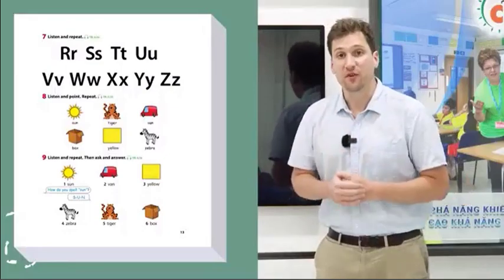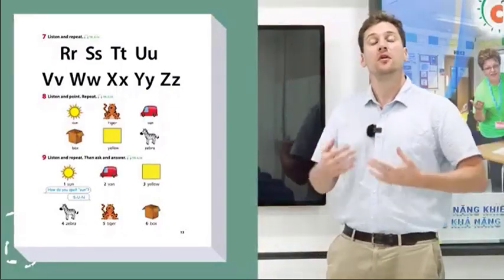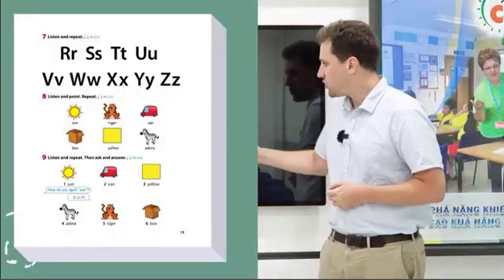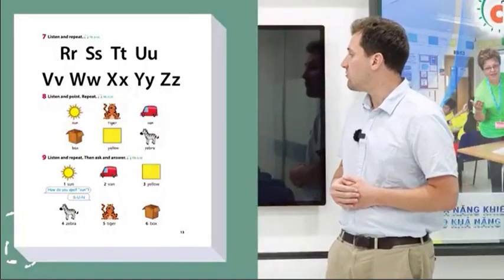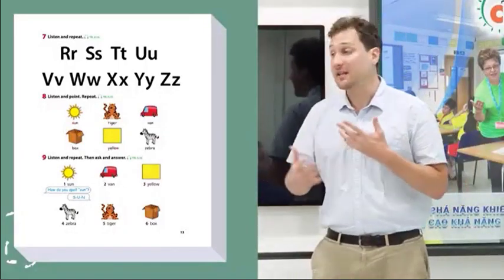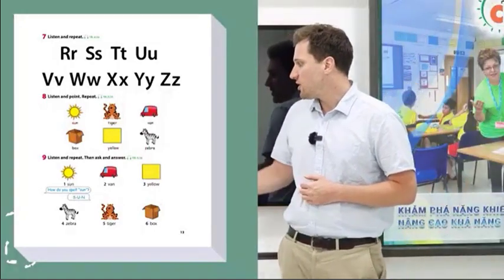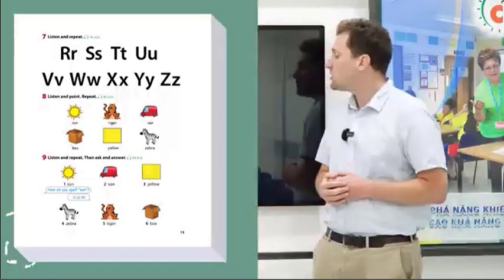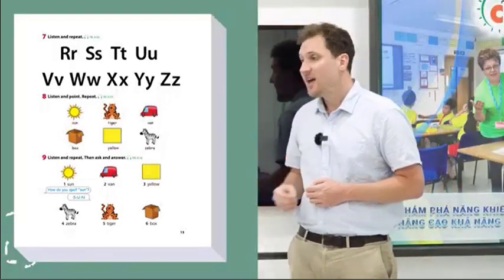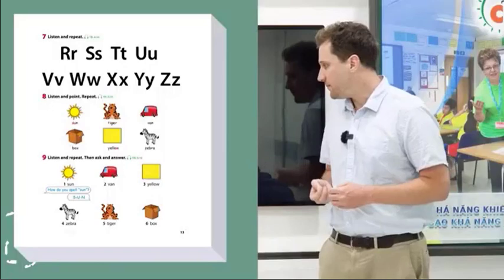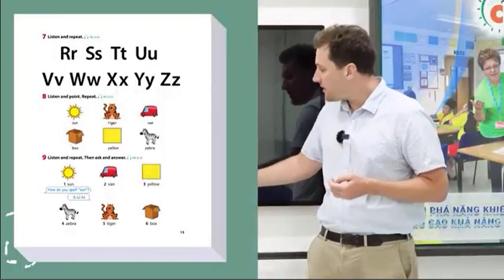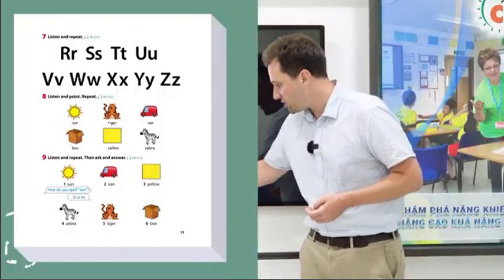Once the students are comfortable with those words, you can then move on to a freer practice. In exercise 9, you listen and repeat, and then you ask and answer a question about these pictures. The target question is, how do you spell sun? S-U-N. Now you can repeat this with all of the 5 pictures here.